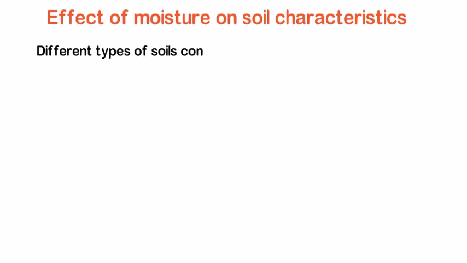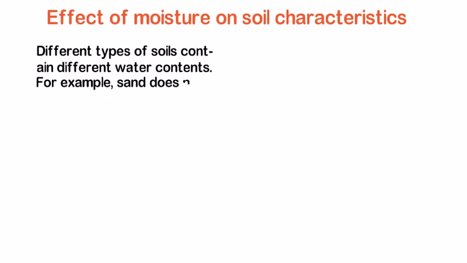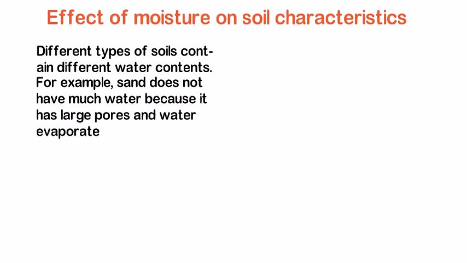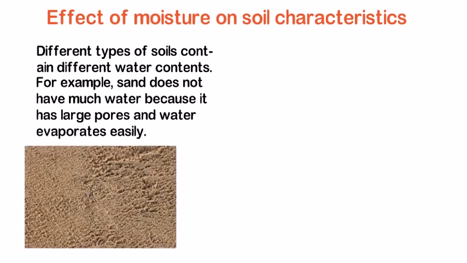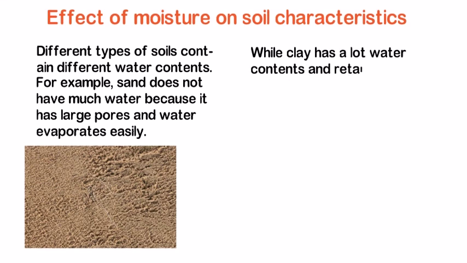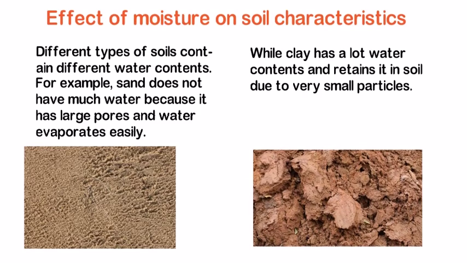Effect of moisture on soil characteristics. Different types of soils contain different water contents. For example, sand does not have much water because it has large pores and water evaporates easily, while clay has a lot of water content and retains it in soil due to very small particles. Similarly, silt soil contains medium quantity of water.